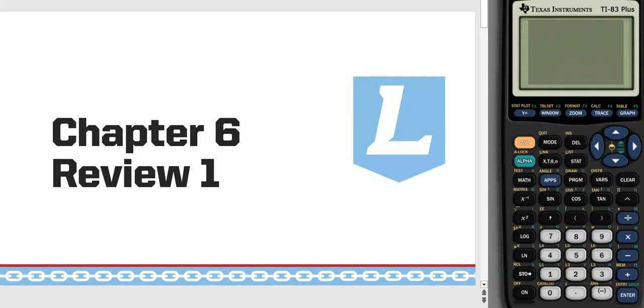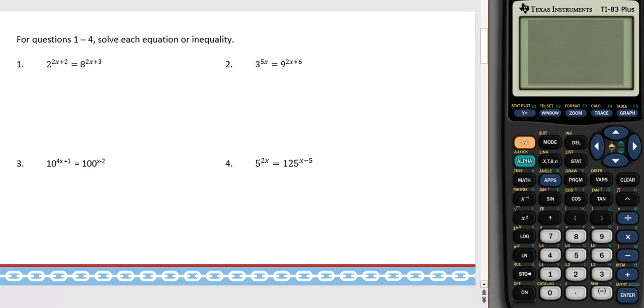Reviewing for the first quiz in chapter 6. So we are looking at solving exponential equations for these first 4. When you have an exponential equation, to solve problems like this, we need to have both sides of the equation have a common base to the exponent.